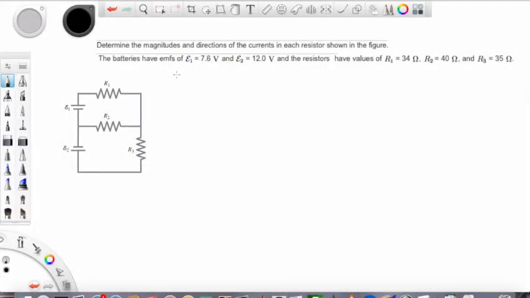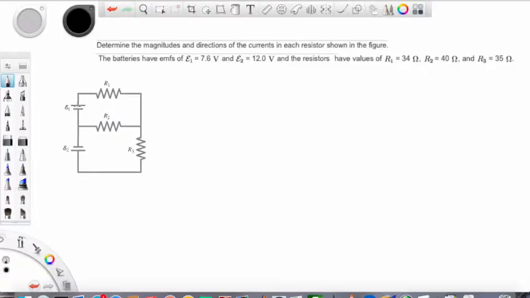Here we have a little bit more complicated circuit. It has, for example, two batteries, so we cannot solve this just by calculating the equivalent resistance and lumping them all together. So we have to resort to Kirchhoff's laws. And to prepare for that, let's note the currents that we want to solve in this problem.